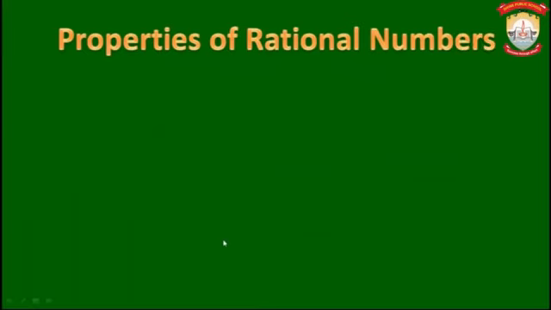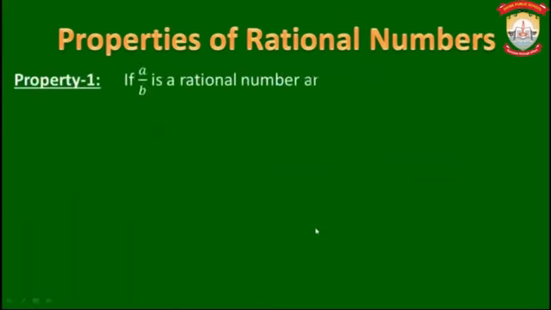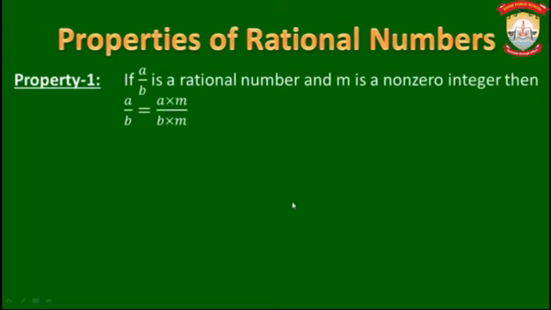Now we will talk about the properties of rational numbers. The first property is, if a/b is a rational number and m is a non-zero integer, meaning any integer other than 0, then a/b is equal to (a × m)/(b × m). This means that if we multiply the numerator and denominator of a rational number with the same non-zero integer, then its value remains the same.